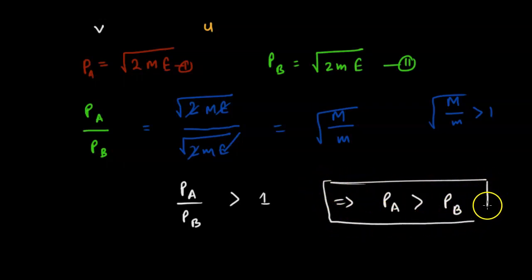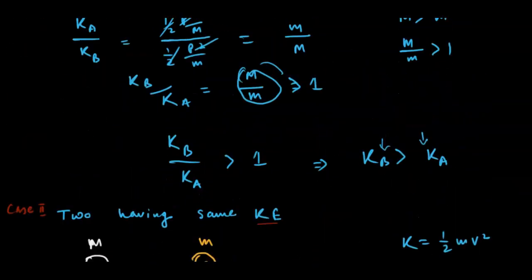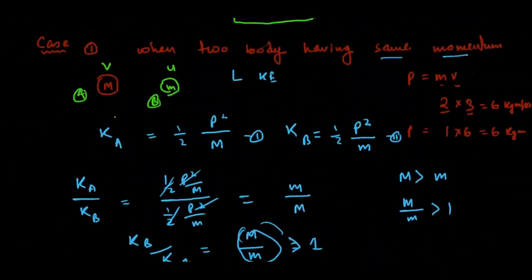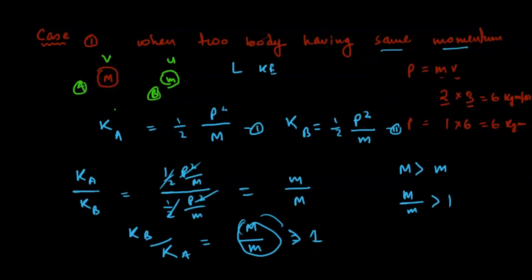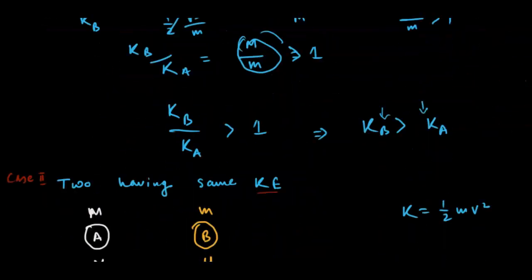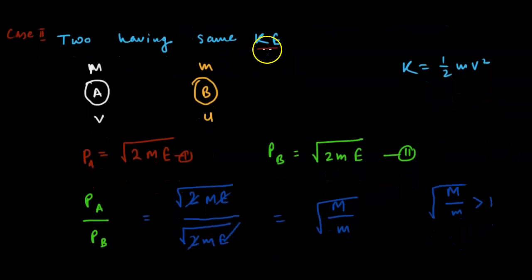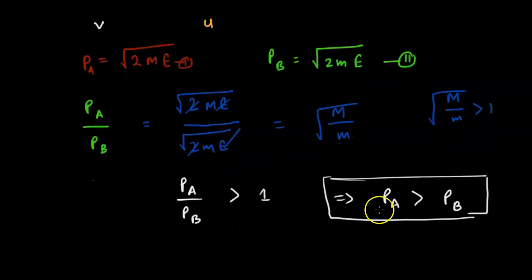So we can say whenever the kinetic energy of two bodies is same, the heavier body will have more momentum than the lighter body. And in the case when the momentum is same, the kinetic energy of the lighter body will be more than the kinetic energy of the heavier body. And just opposite, when the kinetic energy is same, the momentum of the heavier body is more than the momentum of the lighter body.